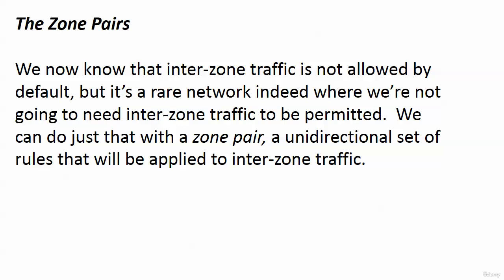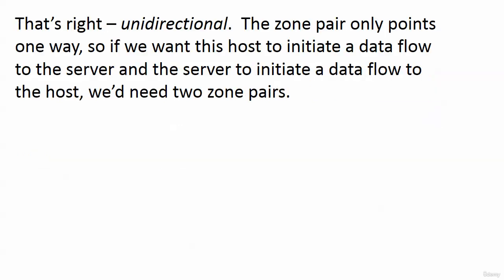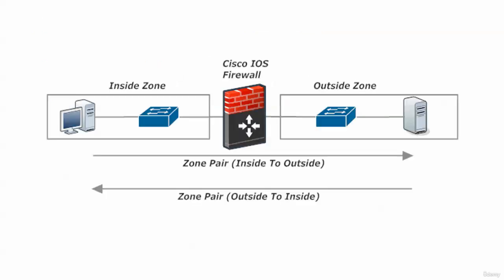And if you're like me, maybe this is the first time you're seeing this and you're thinking, okay, zone pair. If I asked you to hand me a pair of shoes and you just handed me one shoe, I would say, well, where's the other one? But the thing with zone pairs is they're unidirectional. The zone pair only points one way. We're not talking about a pair of permissions, so to speak. It's that zone pair that allows one to talk to the other. And the zone pair only points one way. So if you want a host to initiate a data flow to a server and the server to be able to initiate a data flow to the host, we need two zone pairs. Let me show you the illustration that goes with this. It'll be a lot more clear.